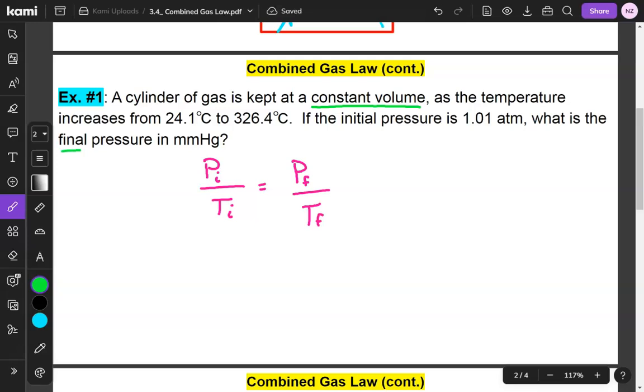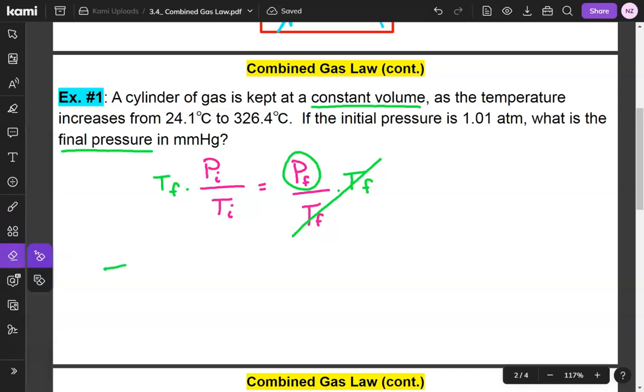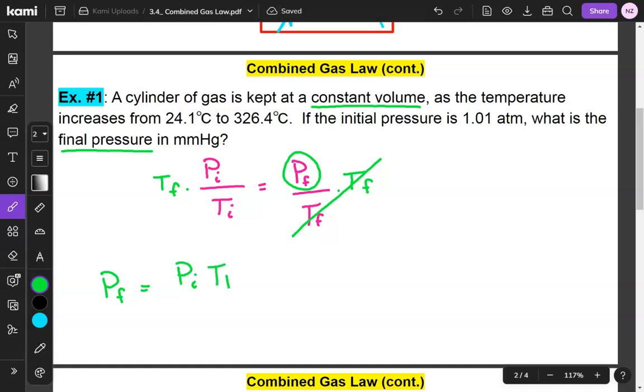Now, it's asking for the final pressure. To get the final pressure by itself, we're going to multiply both sides by the final temperature to clear that denominator. So when we multiply both sides by the final temperature, it will cancel out on the right-hand side, and our equation will now be PF is going to be equal to our initial pressure, our final temperature, and then our initial temperature.